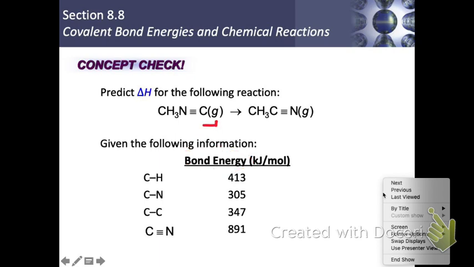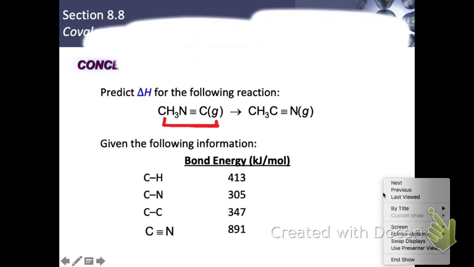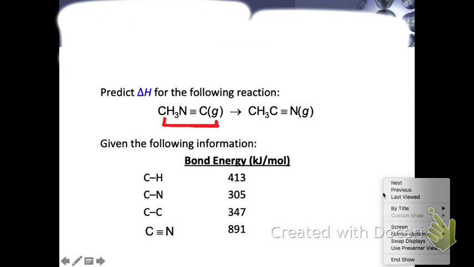Let's start with this one. You see how they drew you a triple bond here? They even gave you a clue on the skeleton. How nice, even though I'm sure we could have figured it out ourselves. All right, let's draw the Lewis structure for this one.